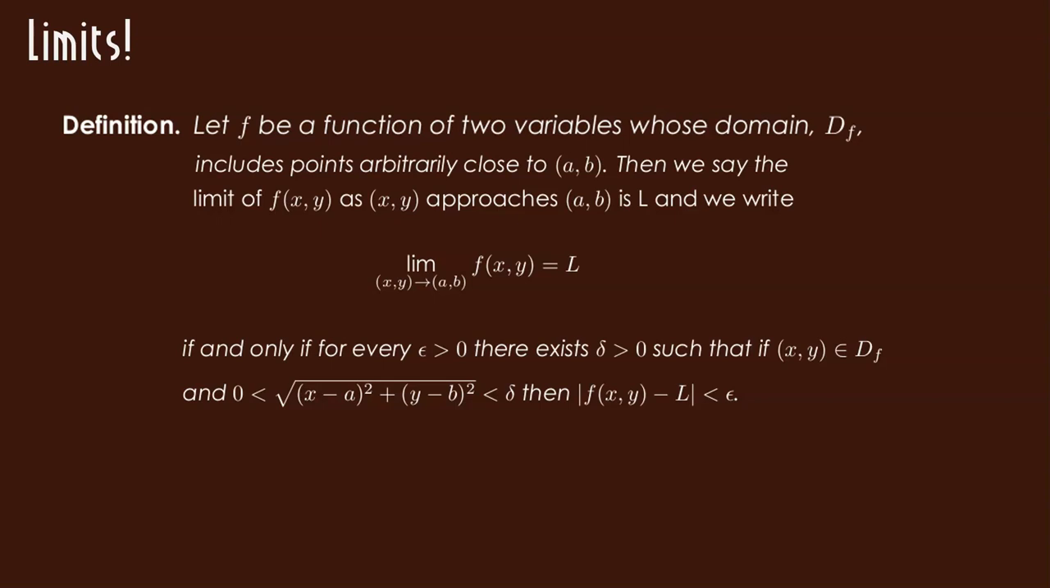In English, if you hand me an epsilon, and I draw a little epsilon ball around the limit, I can find a delta such that all the points within that delta circle will be within epsilon of the limit. Luckily, we won't be doing these kinds of proofs. You probably didn't do them in Calc 1 either, but I wanted you to see the definition of what it means for a limit to exist.